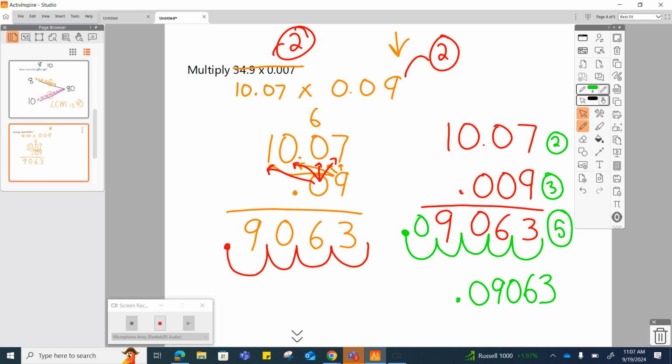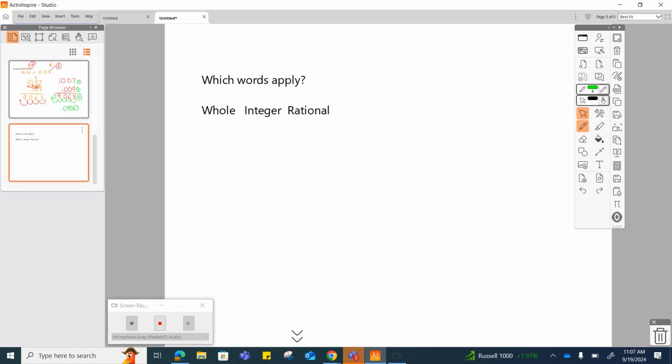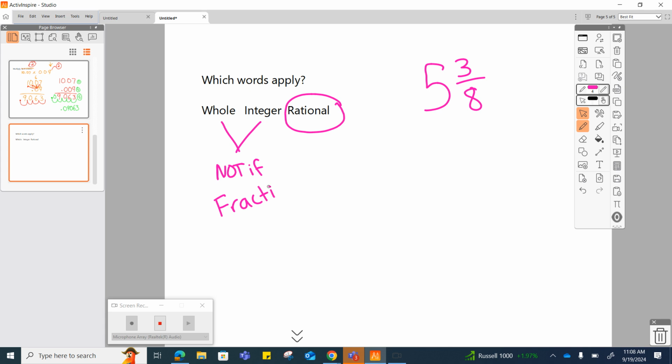And the last one is, which of these words apply? The question was 5 3/8. 5 3/8 is rational. Remember, I told you pretty much everything would be rational. It is not whole, and it is not an integer. It is not those if it has a fraction or a decimal. Okay, so the only word that describes this is rational.